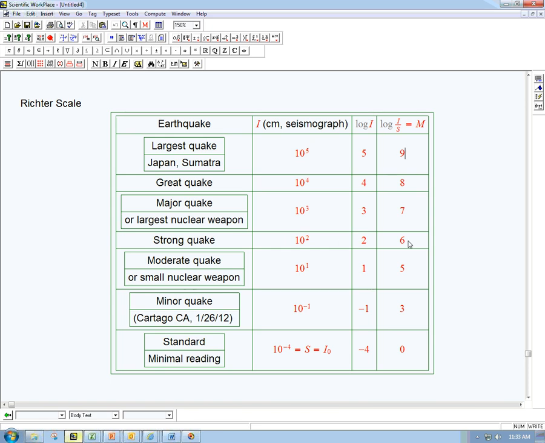And so again, the idea of taking your intensity, dividing it by a standard, and then taking the log is a very nice, very standard way of creating a logarithmic scale.